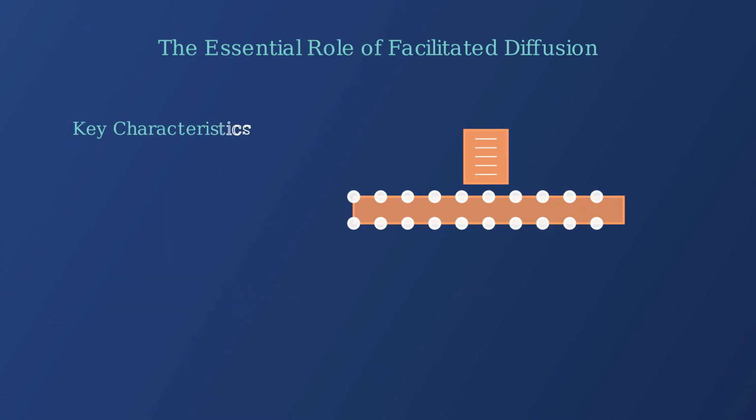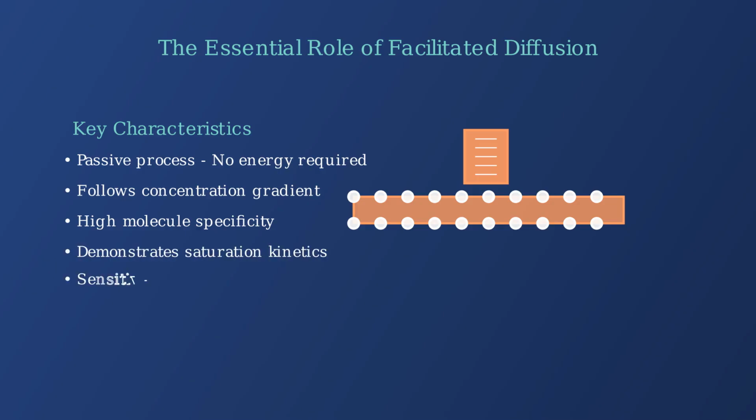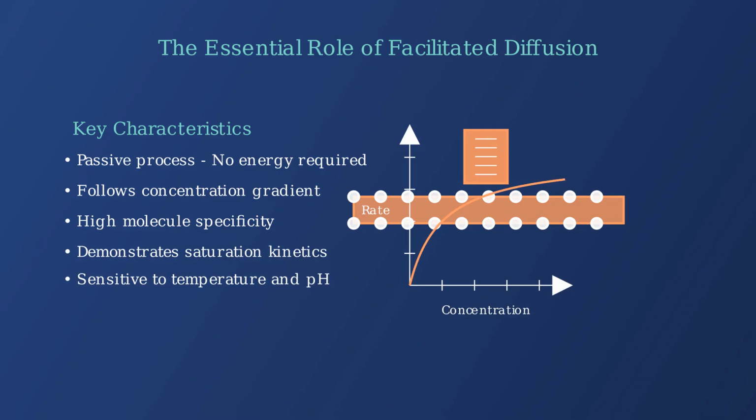Facilitated diffusion has several key characteristics that distinguish it from other transport mechanisms. It's a passive process requiring no energy, follows concentration gradients, demonstrates high specificity for molecules, exhibits saturation kinetics, and is sensitive to environmental factors like temperature and pH.